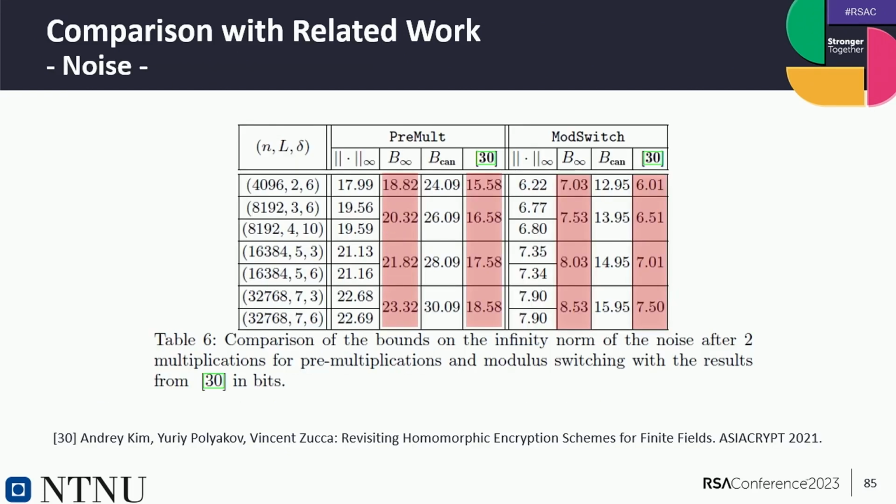And so then we did the same thing also for the noise. Here again we see the parameter sets. These are the experimentally obtained bounds on the noise. B infinity is our theoretical bounds. And 30 are bounds that have been obtained for Palisade, which is a different homomorphic encryption library. And so here we see our theoretical bounds are at most 0.9 bits off. But what's far more interesting is to see that the bounds that have been developed for Palisade actually underestimate the noise by 2 to 3 bits.